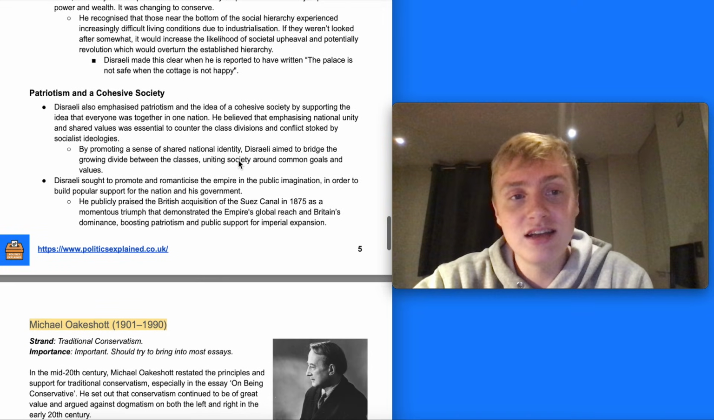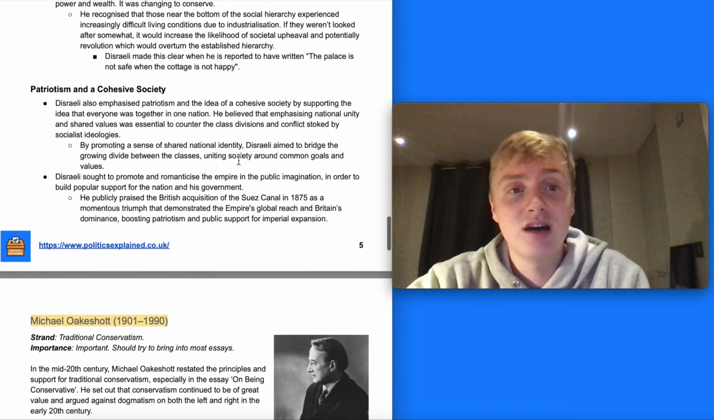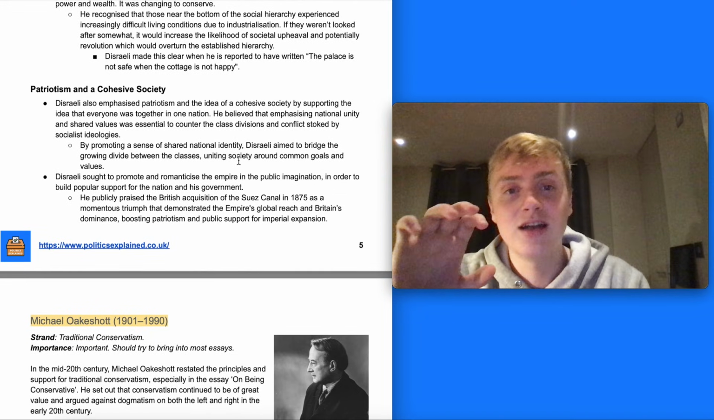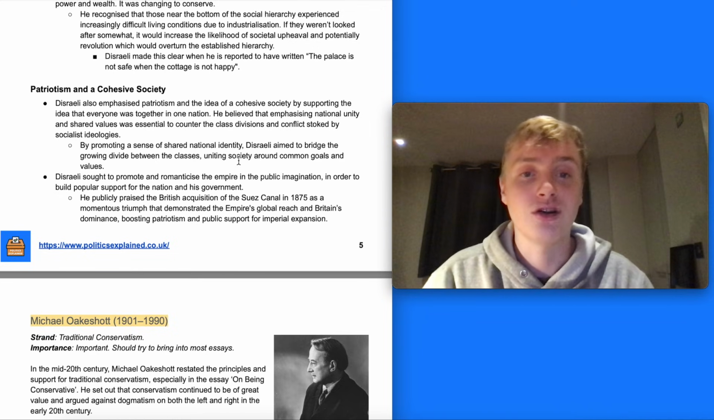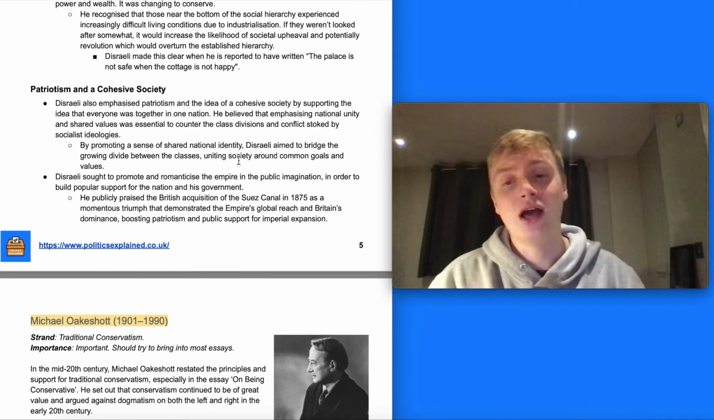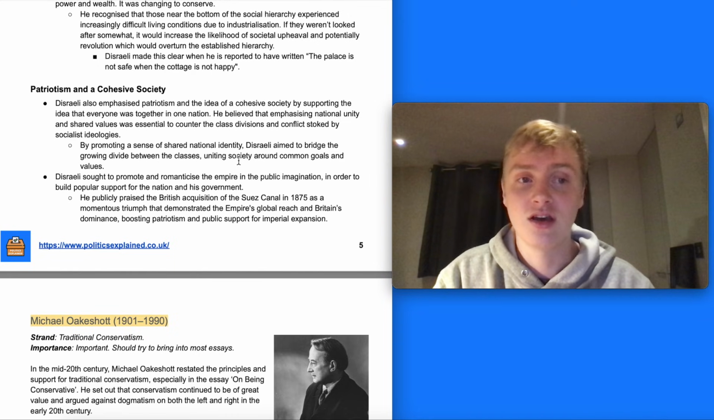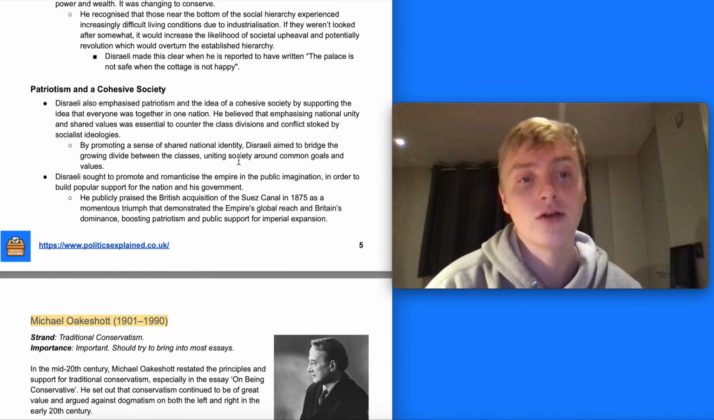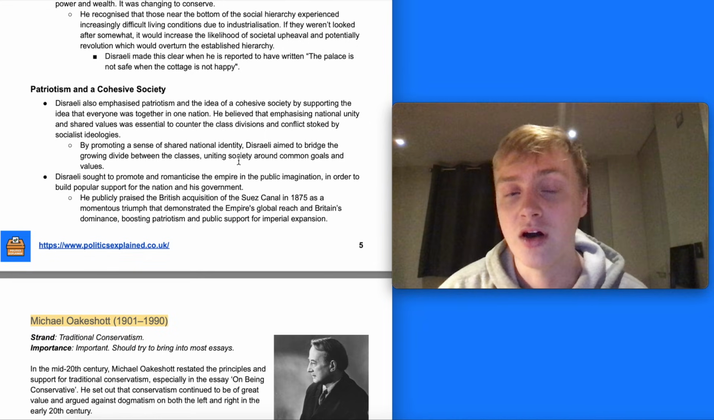And crucially, this idea of why it's called one nation conservatism was quite important as an idea of Disraeli as well. He really supported the idea of a cohesive society and promoting the idea that everyone's together in one cohesive unit in one nation, and that we have more in common than divides us. So kind of really countering these class divisions that were being stoked by socialist ideologies. So there's a real promotion of a sense of shared national identity to bridge the growing divide between the classes.